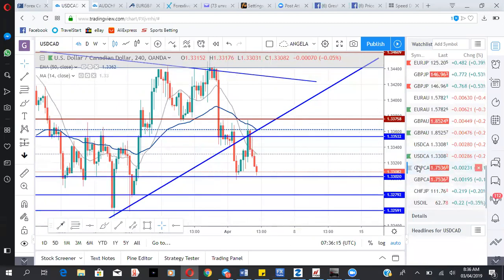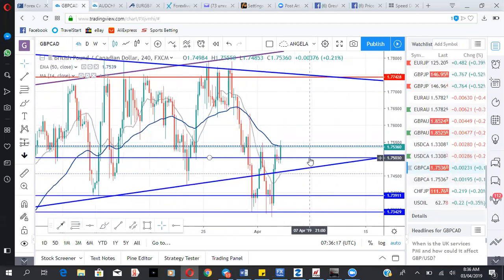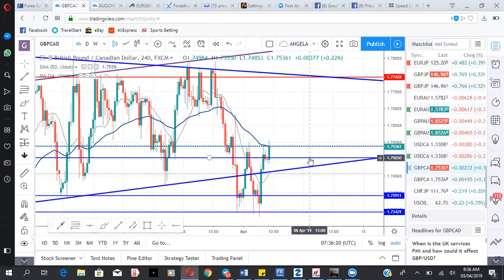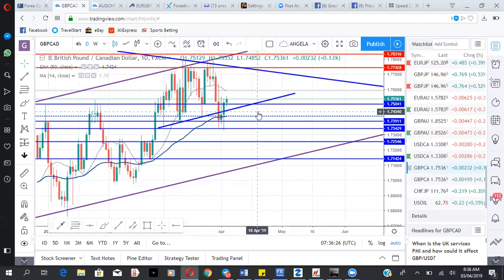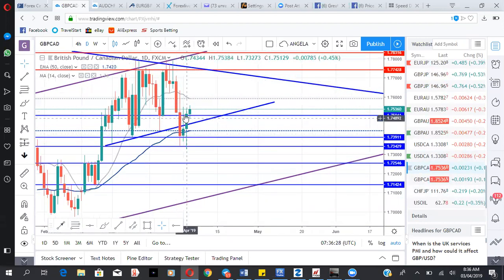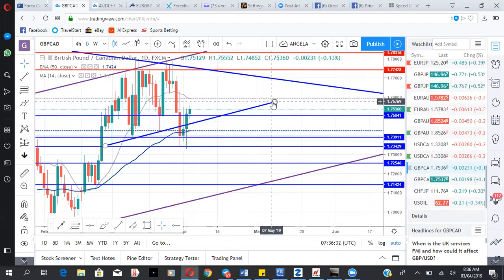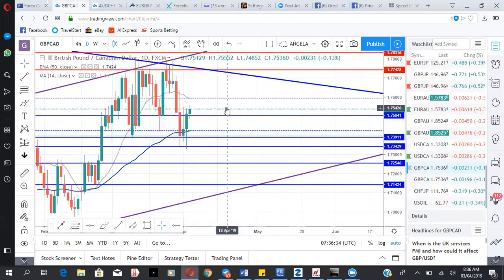So the next pair we'll be looking at is the GBPCAD. You asked me, this GBPCAD is preparing to move up. Do you see this double bottom? As you can see, the daily now has a sort of morning star formation. Let me get rid of this trend line. This trend line has been rendered null and void.